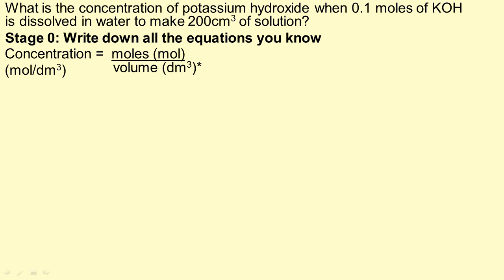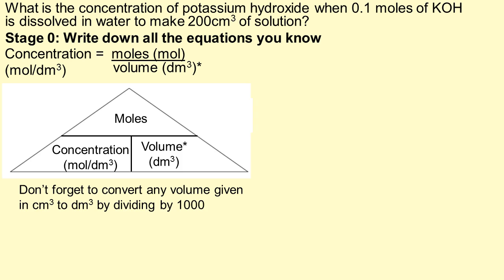So you know that concentration is equal to moles divided by volume in decimeter cubed. There's a star here. Any ideas why? This is because anytime you have a volume in centimeters cubed, you'll need to convert it to decimeters cubed by dividing by 1,000. Here, just for quick reference, is that equation as a magic triangle.